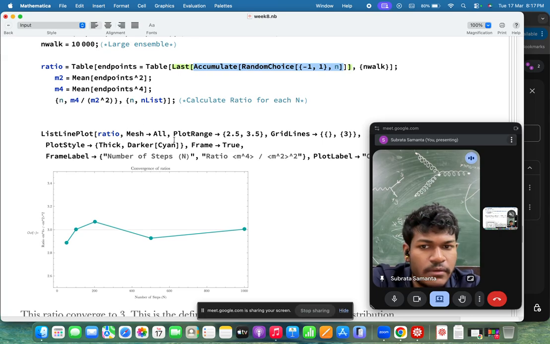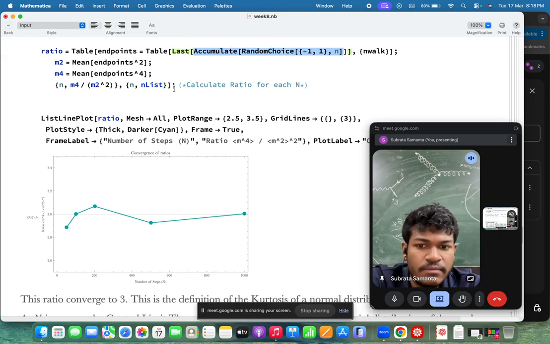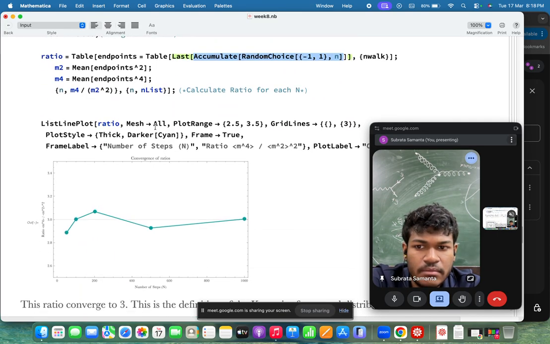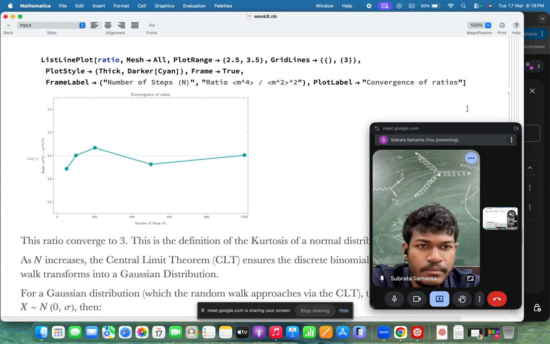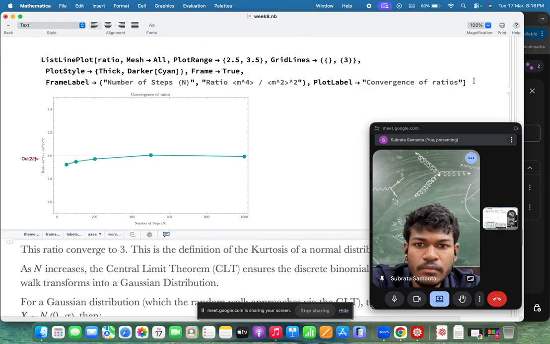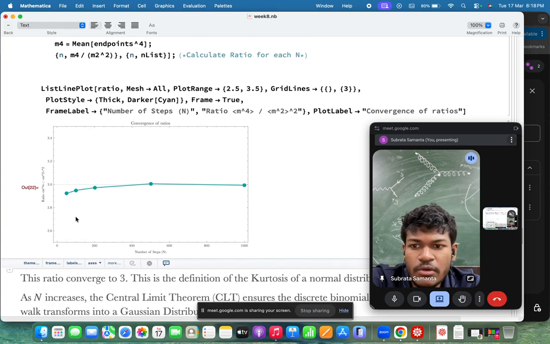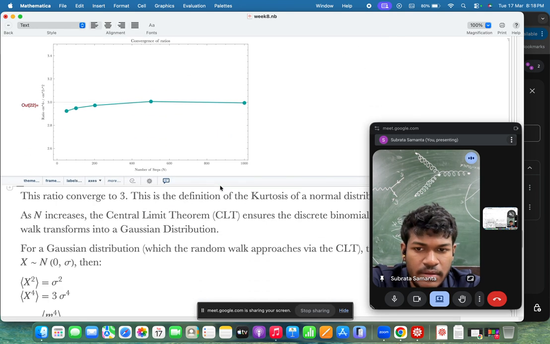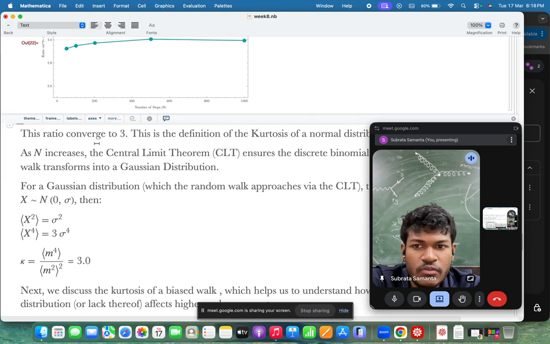And I plot this ratio as a function of n. So, how many points are there? 3 and 5. Let us see how it changes. So, you see, at small n your ratio is below 3 and it is gradually converging to 3. So, that means the ratio is basically 3. So, this ratio converges to 3.